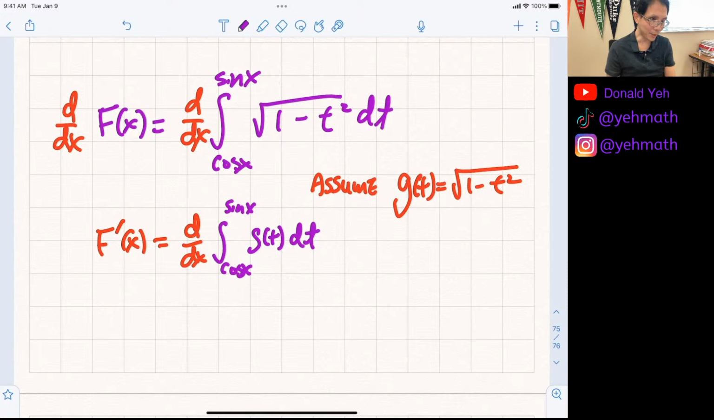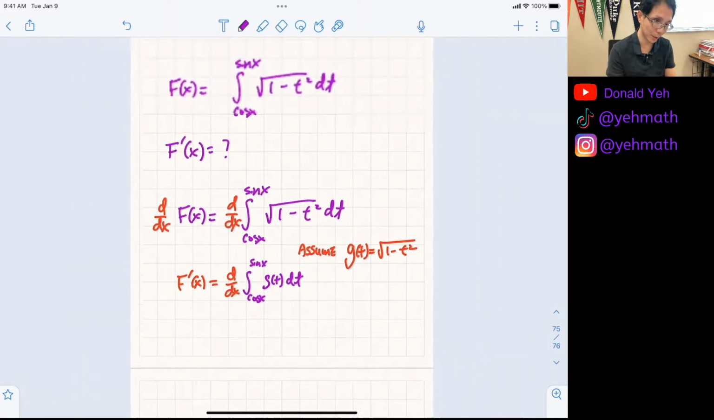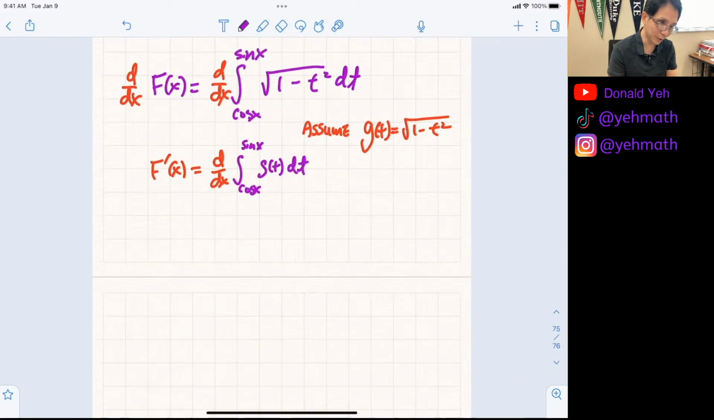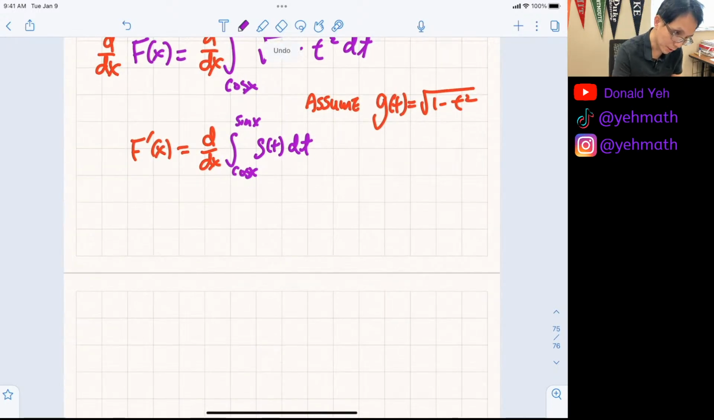Now, why did I use a different color? Because this part is the fundamental theorem of calculus 1. If I ever integrate this small g of t, what am I going to get, according to the fundamental theorem of calculus 1? Not f, g of sine. Is it a capital G or non-capital G? Capital G.